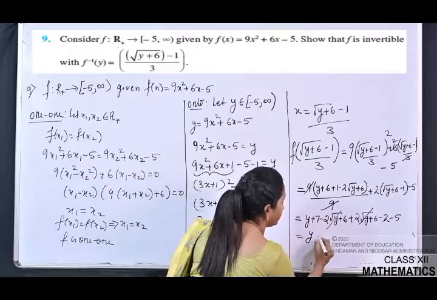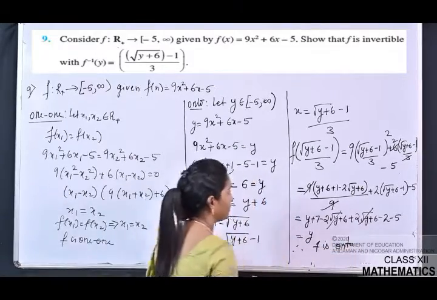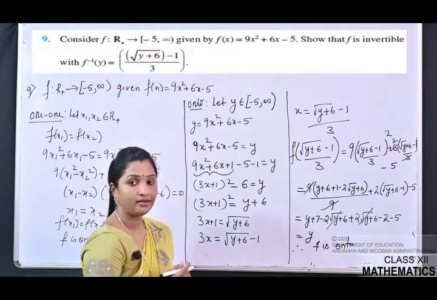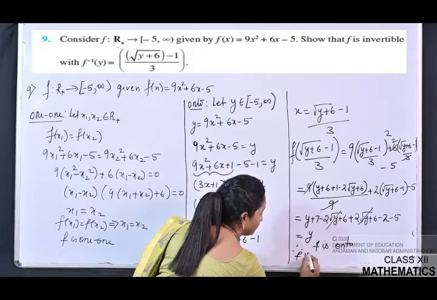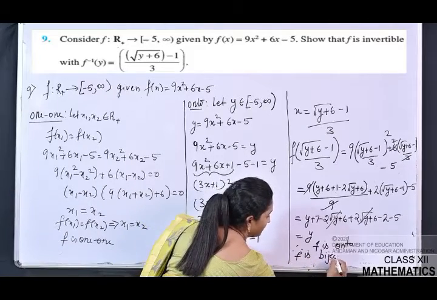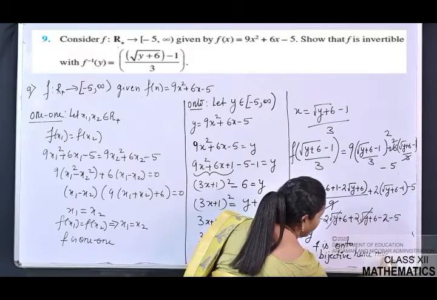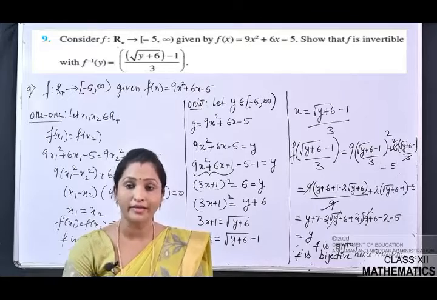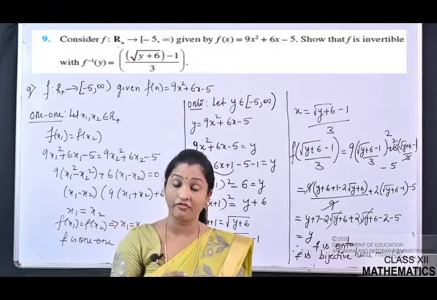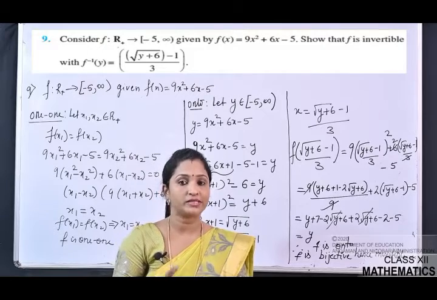Hence what is the conclusion? Therefore f is onto. Okay, so you have proved f is one-one and onto, this means f is bijective. f is bijective, hence invertible. Now what is the final part? The final part is you have to show that f is invertible with f inverse of y equal to root over y plus 6 minus 1 by 3.